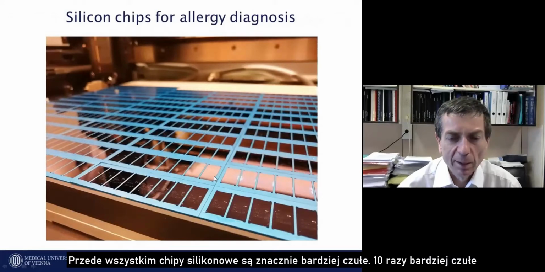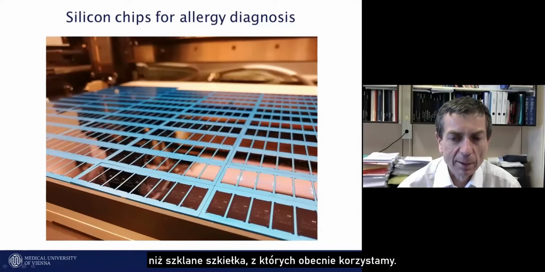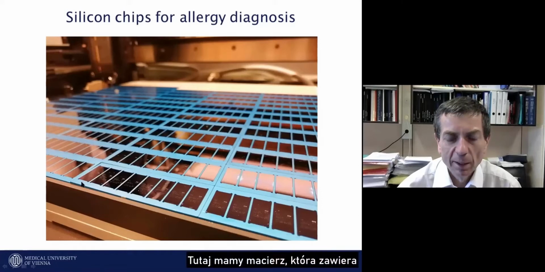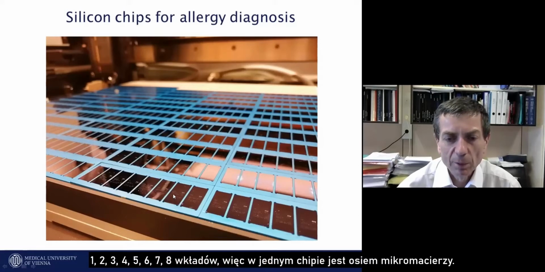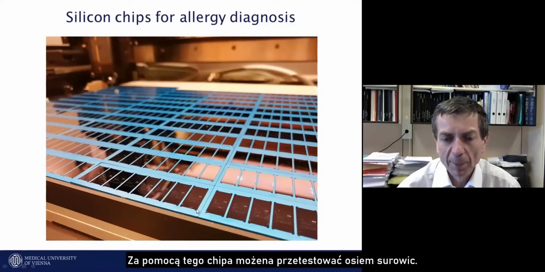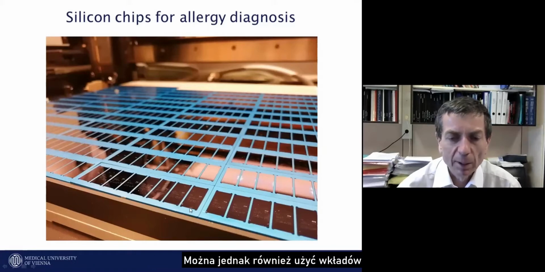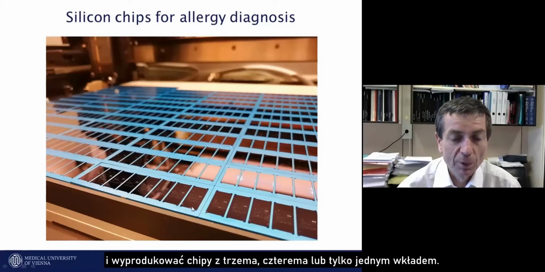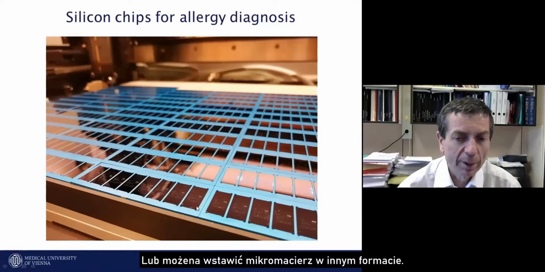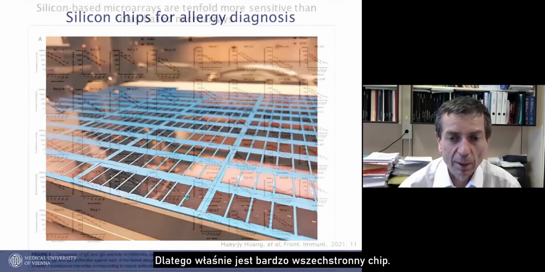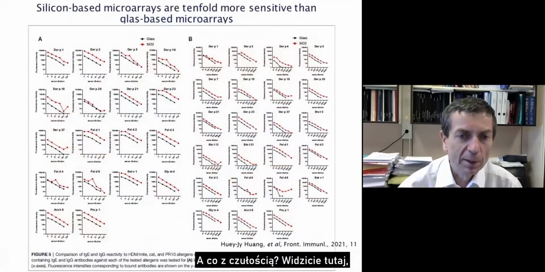First of all, the silicon chips are much more sensitive, 10-fold more sensitive than the glass slides that we use at the moment. The other thing, and this is what you can see here, is an array that contains 1, 2, 3, 4, 5, 6, 7, 8 inserts. So there are 8 microarrays inserted in one chip. You can test 8 sera with this chip. However, you can also produce chips with 3 or 4 or only 1 insert, or you can insert the microarray in another format. So it's very versatile.